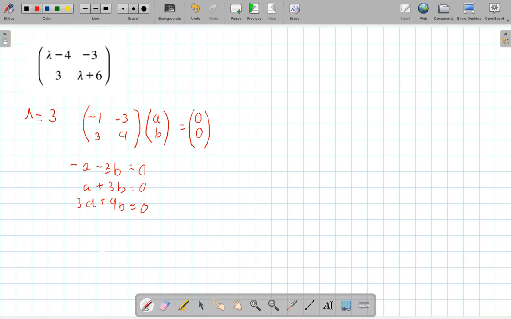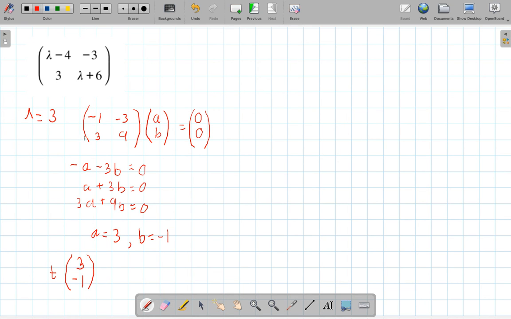So what I'm going to do is find some general values. I can, for example, make A equal to 3, and in this case, B would have to be negative 1 to make it work. And I can actually find a whole set of values like this. So I'm going to call this eigenvector 3, negative 1, and I can have any multiple of that, so I call it T. So here's my first eigenvector.